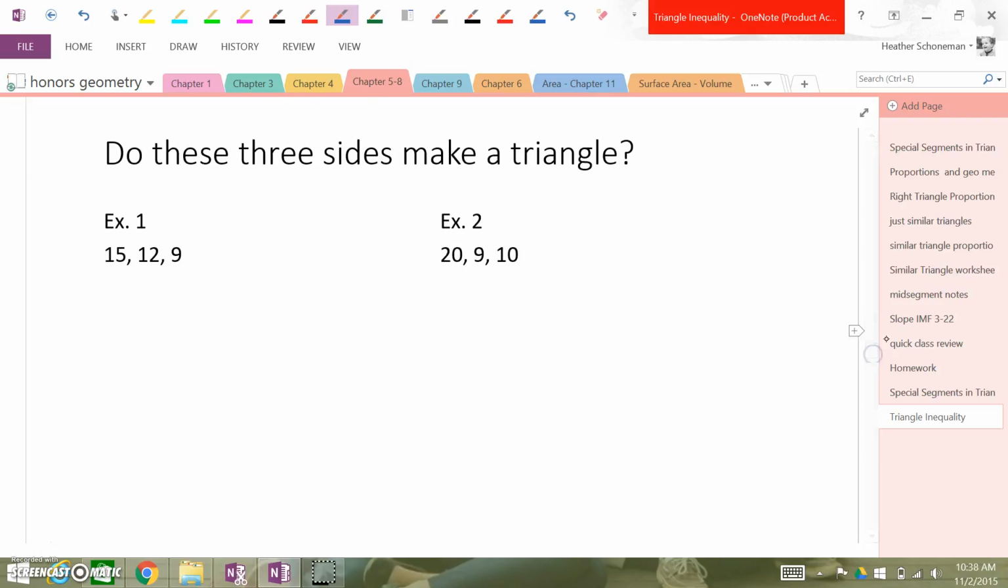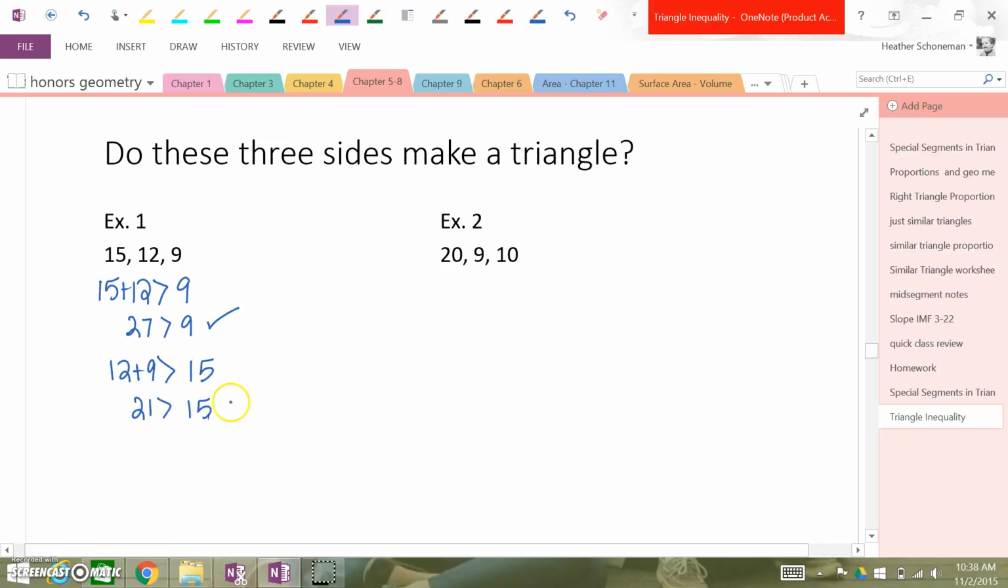So let's try this. In example 1, I've got to try all the combinations. So I'm going to have 15 plus 12 is greater than 9. So I get 27 is greater than 9, which is true. Another combination. 12 plus 9 is greater than 15. 12 plus 9 is 21, which is definitely greater than 15. We're good. Last combination. 9 plus 15 is greater than 12. 9 plus 15 would be 24, which is greater than 12. So yes, that works. So yes, it's a triangle.